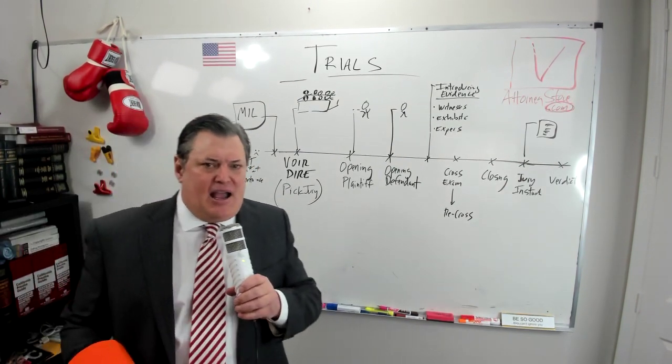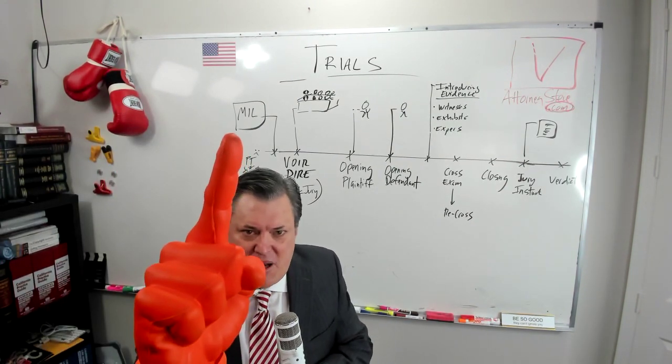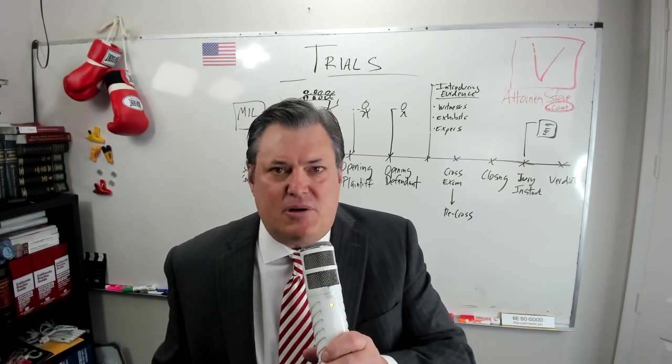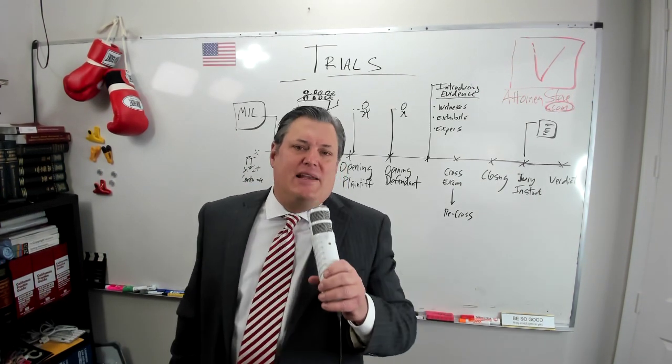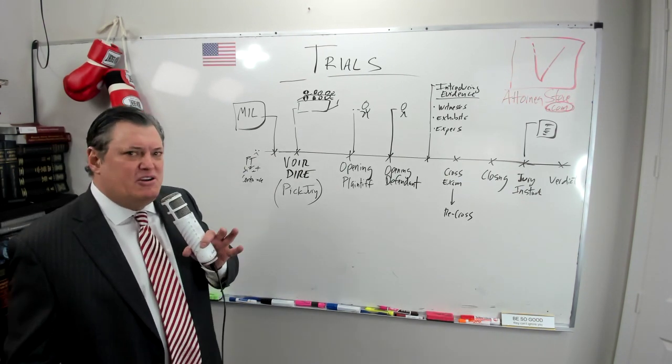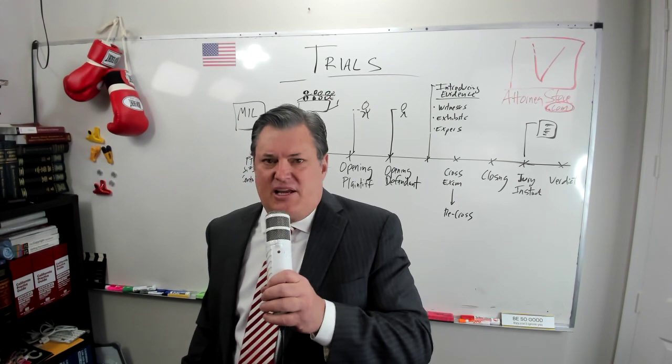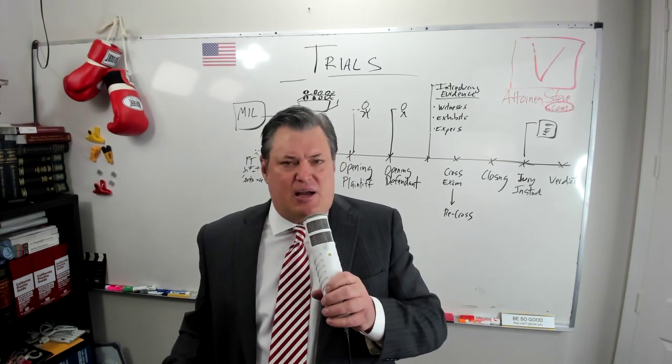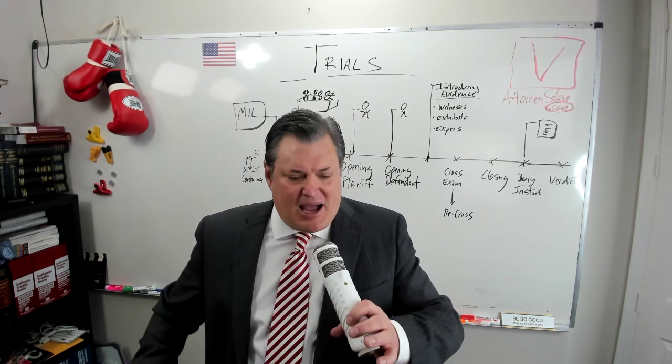Next, I have up here MIL. Do you see that, MIL? Anybody know what that stands for? Motion in limine. If you got that, you're on the right track. Motions in limine. Now, this is where you're trying to keep out certain evidence. You're telling the judge, we got a trial coming up, but there's certain evidence I need to keep out.